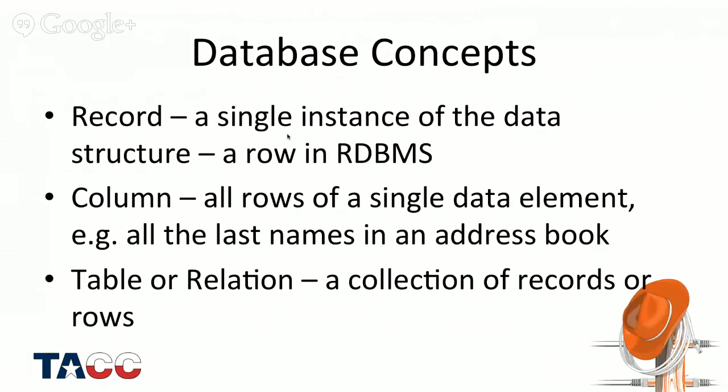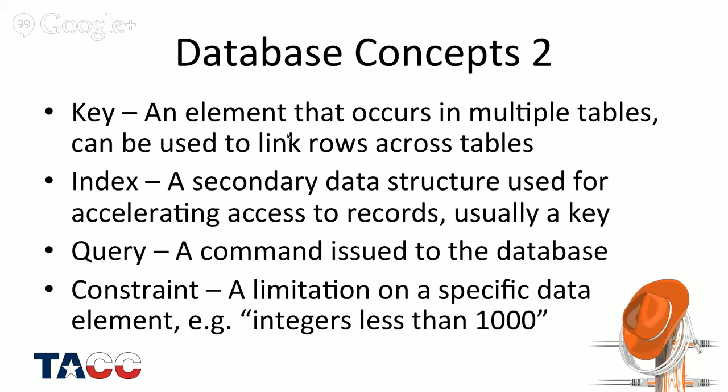In an address book, all the last names would be represented as a column. A table or a relation is just a collection of these things. Again, all of the addresses in the address book. A key is an element that occurs in multiple tables and is used to link them. I'll show you an example of this, but a simple example is any kind of user ID. If you have a user ID in the context of TACC, that user ID might be associated with lots of different information about you.